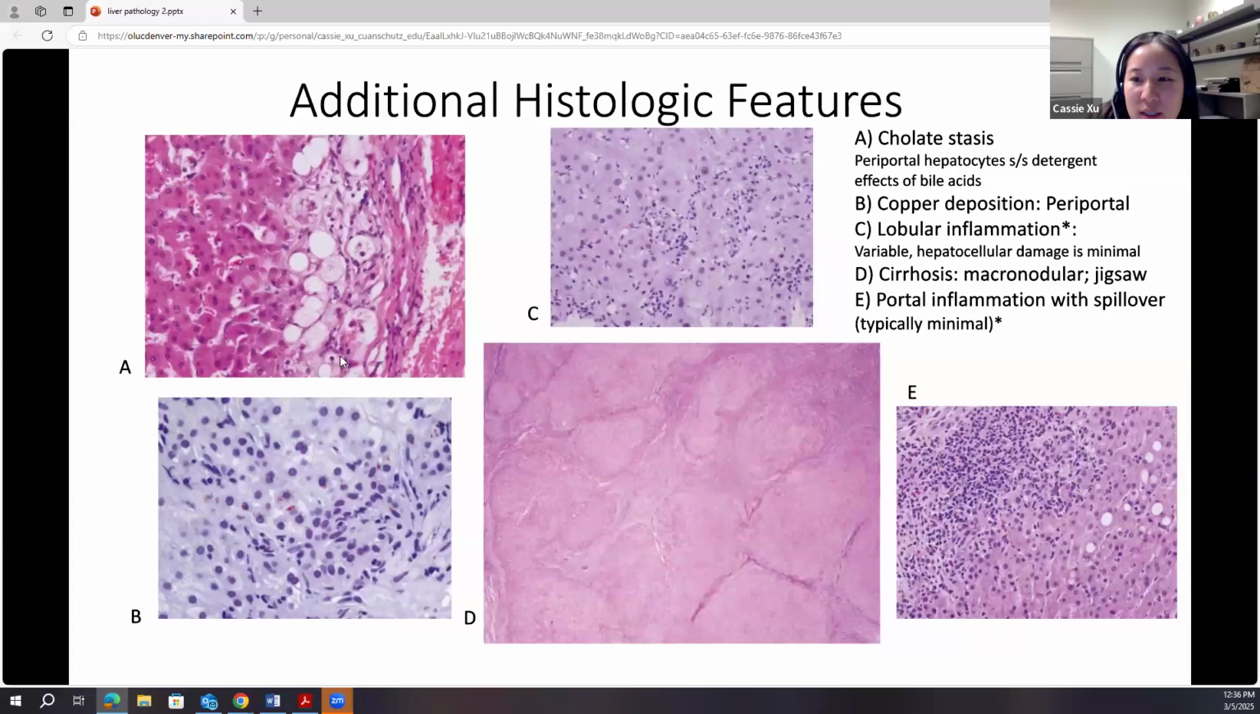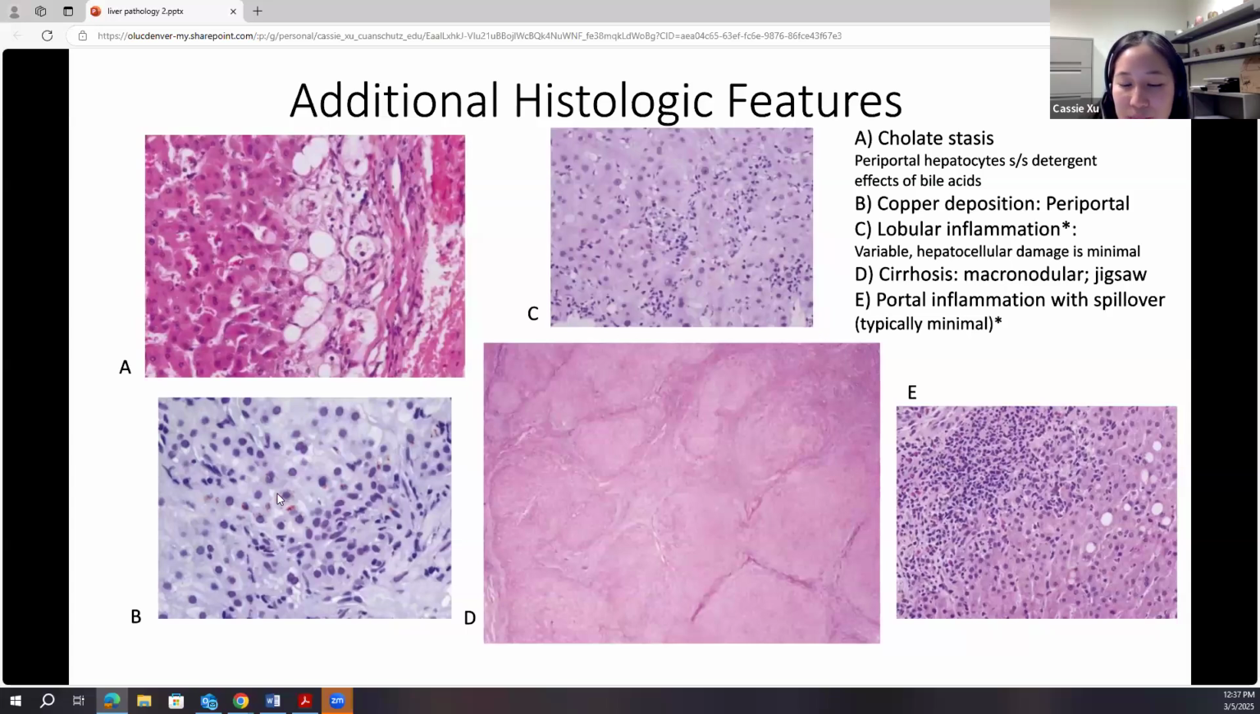These are some features that we might see when we don't have the classic florid duct lesion, the classic portal-based inflammatory infiltrate causing bile duct damage. So sometimes we can see cholate stasis. It looks like ballooned hepatocytes, but the location is in the periportal hepatocytes, around the portal tracts, and this is secondary to bile acid damage. So it has this ballooned appearance. This might suggest a chronic biliary process.